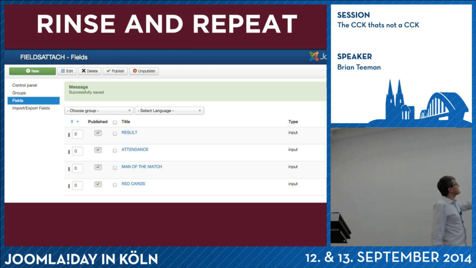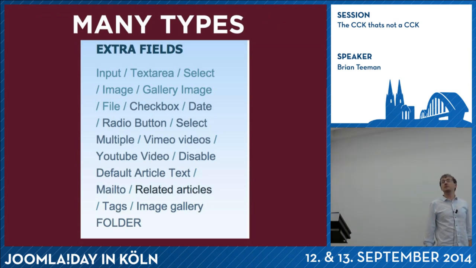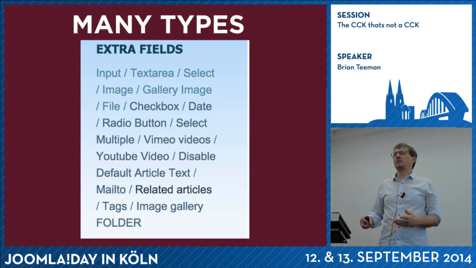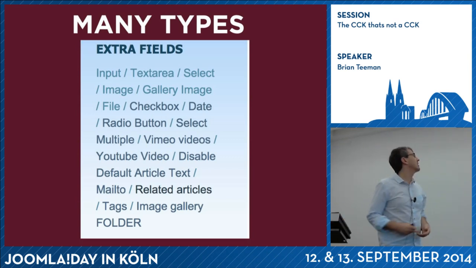So as you can see, I've created four fields: the result, the attendance, the man of the match, and red cards. So when I've done my groups and my fields, this is the type of fields that we have. Now, it's a little bit hard to see on that. Fields Attach itself has two versions, like a lot of things, a free one and a paid version. The free version includes input fields, text area fields, select boxes, images, gallery images, and files. The other extra fields are part of the commercial add-on. I think, if memory serves me right, it's €8 for the extra fields. So, not a lot.